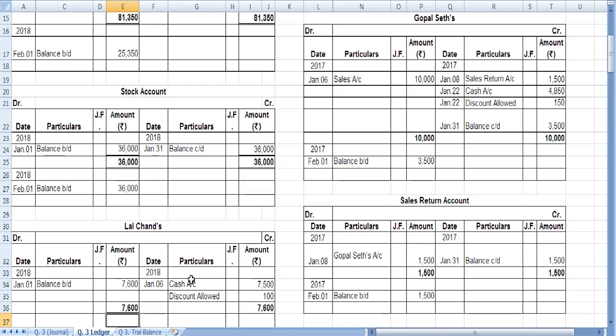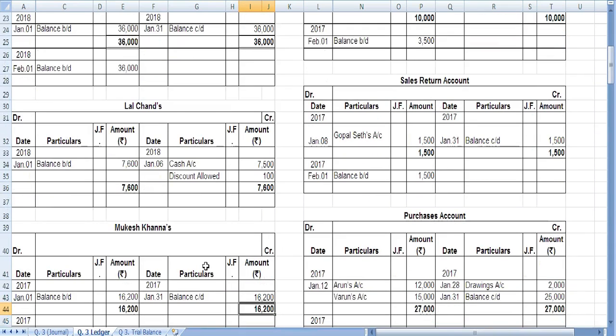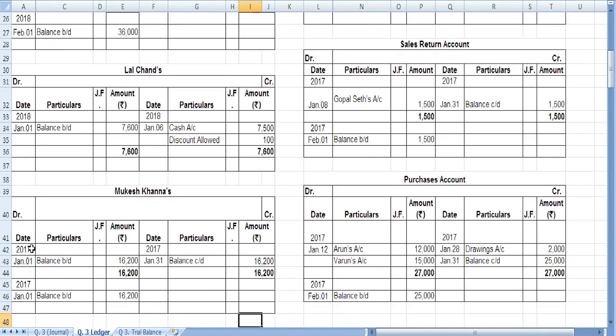Okay, so we have here ledger. The opening balance was 7,600 and we have paid cash of 7,500. Discount allowed was 1,000. Okay, so this is settled. There is no balancing figure here because it is already settled. Both sides are the same. Then next we have Mukesh Khanna, he was also a debtor, so opening balance was 16,200, no payment was done, so closing balance was 16,200.